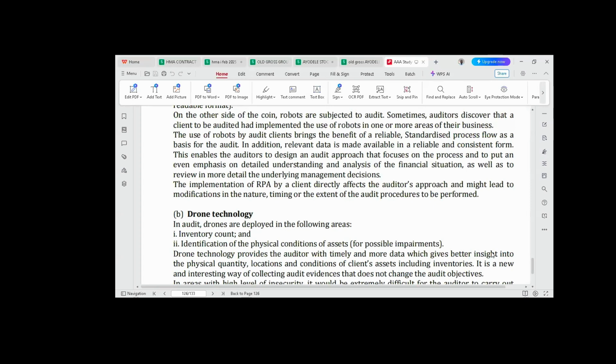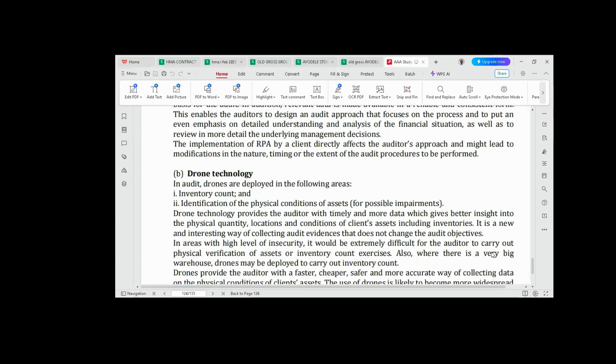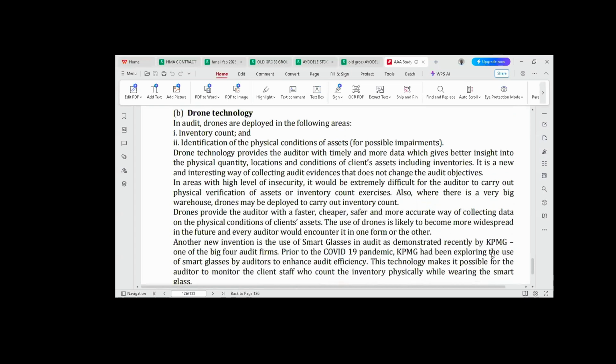Will record it. In fact, there are some smart glasses that can also be utilized. Once an auditor wears that, you can take an estimate of the number of cartons or items that are kept in a place. We call it smart goggles. I think KPMG is the one that deployed that. All right. KPMG. This is it here. Smart glasses. This is it.